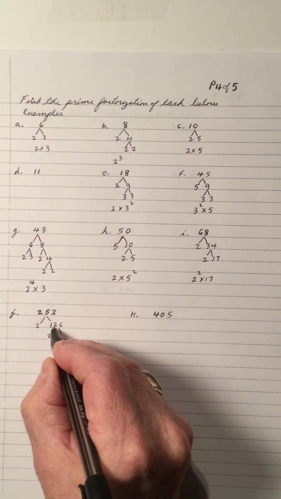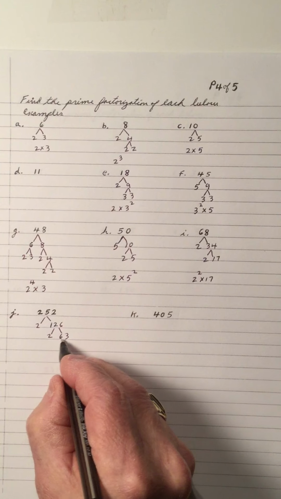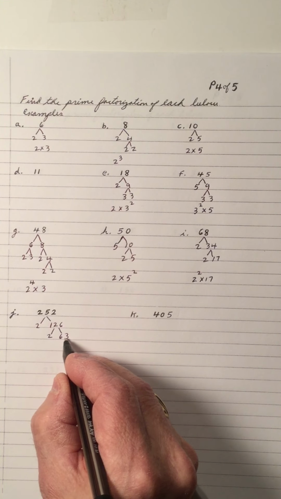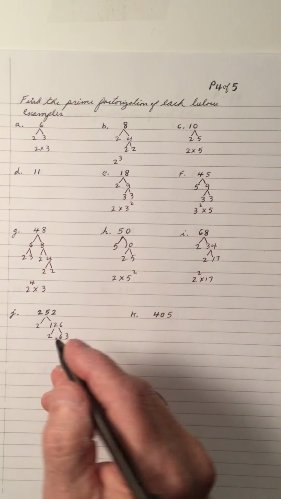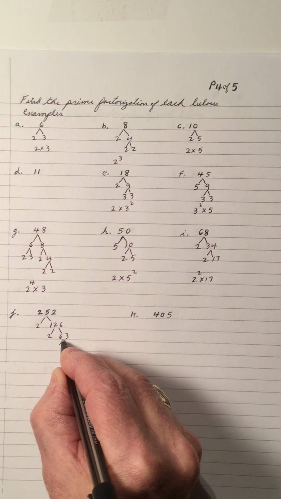So 2 times 2. 12 into 6, 2, and 6 is 3. Now we got a 63. And notice that the digits add up to 9, so I can have a factor of 9, or I could have a factor of 3. Makes no difference. It's your choice.